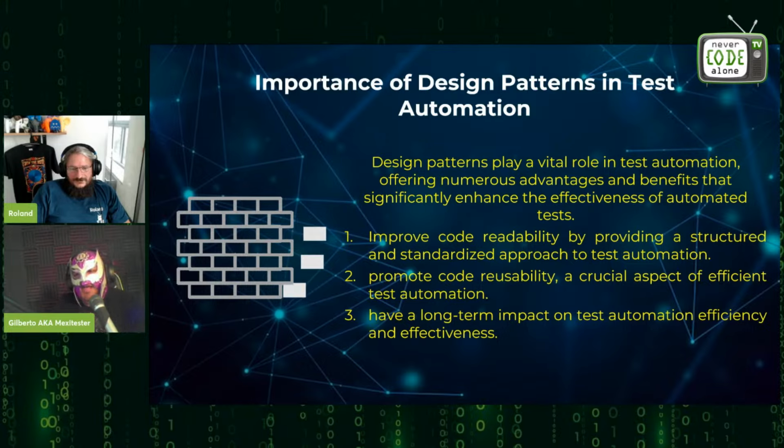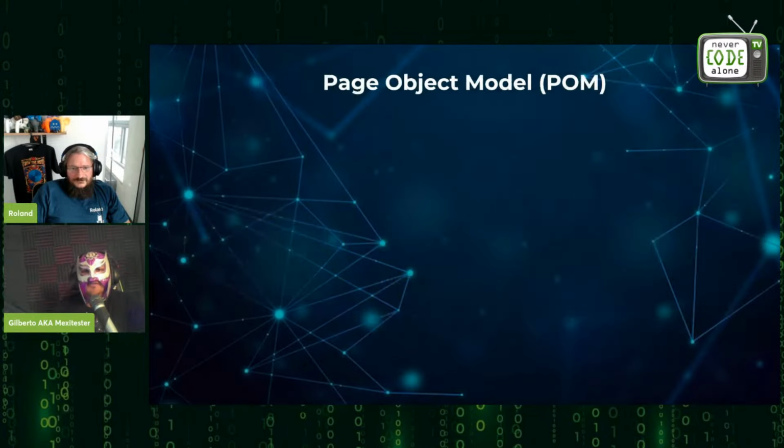Because if we don't have those two in the same line, we're doing something wrong and we can go back, see what we are doing and try to improve in order to have this long-term impact for this efficiency and this effectiveness. Let's just start with, as I mentioned, the famous and infamous page object model.